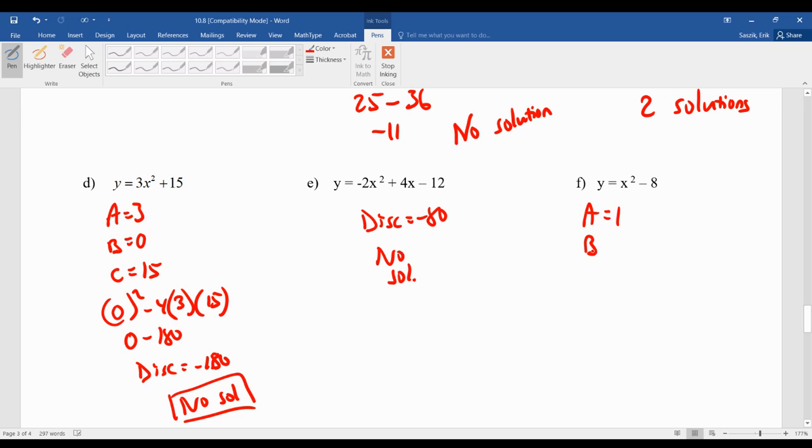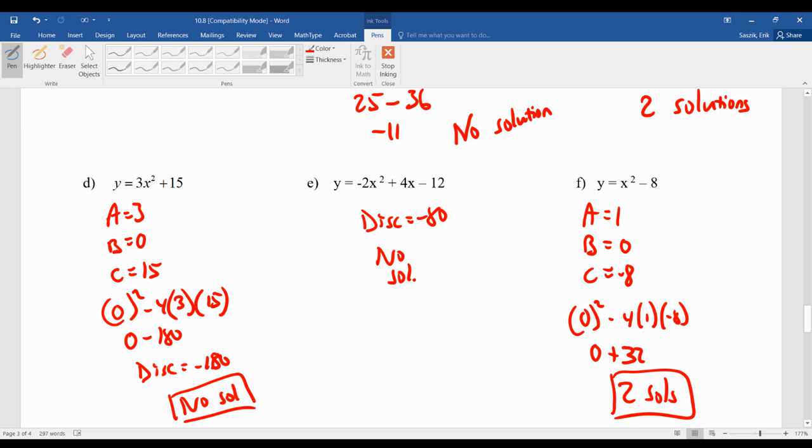A is 1, B is 0, remember, C is -8. B squared minus 4 times A times C. Negative times a negative is positive. So we get 2 solutions. Okay.